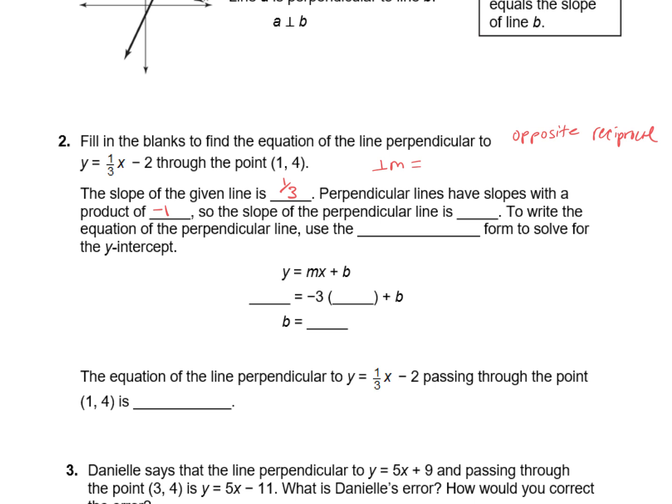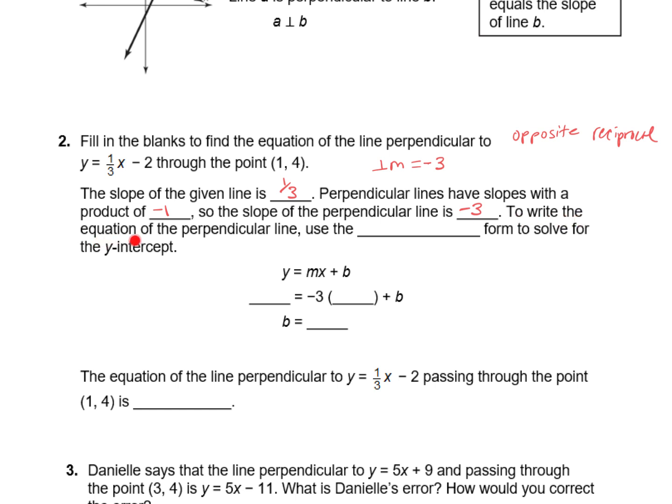What that means, reciprocal, you're going to flip your fraction. So instead of 1/3, it's going to be 3/1, which is just a 3. And then you're going to change the sign. This slope was positive. The perpendicular slope will be negative. So the slope of the perpendicular line is -3. And positive 1/3 times -3 does equal -1. So their product is -1.